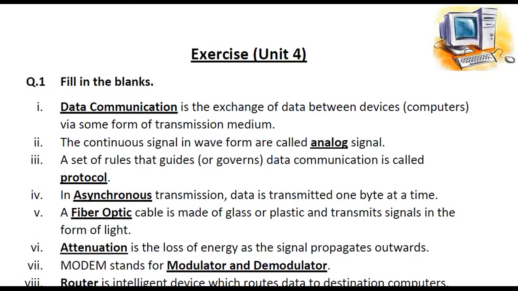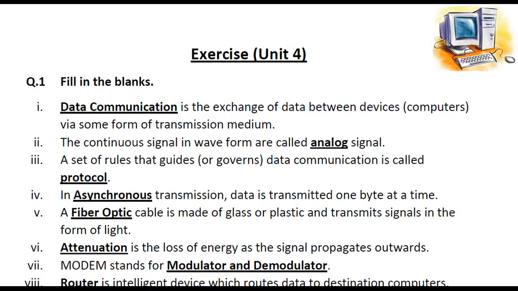So the proper term is data communication. Data communication is the exchange of data between devices, that is computers, via some form of transmission medium. Those transmission media may be a wired medium or wireless medium. So both types of mediums are possible.